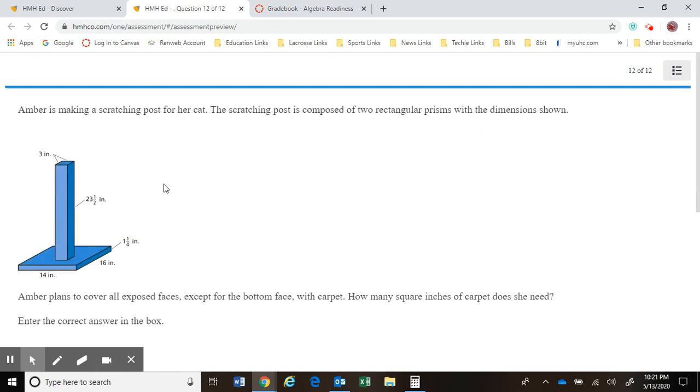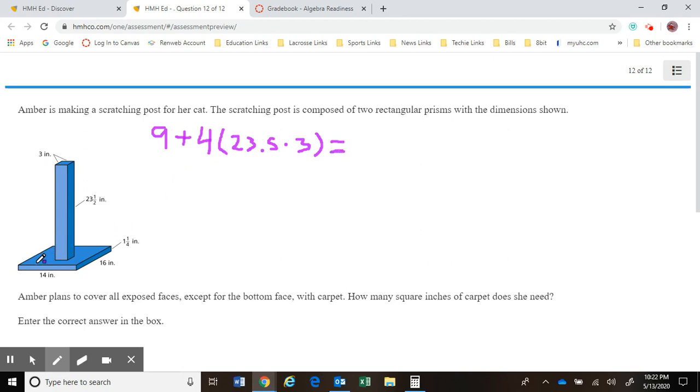All right, question number 12. Okay, Amber's making a scratching post for her cat. The scratching post is composed of 2 rectangular prisms, dimensions shown. So this one's pretty involved. First we're going to deal with the top, and then we'll deal with that bottom part. I know there's a square on top, so that's 3 times 3, which is 9. And then I've got 4 sections, because it's a square, that are 23 and a half, so 23.5 by 3. And I have 4 of those sections, so 4 times whatever 23.5 times 3 is. Now, I'm not carpeting the bottoms of these, and I'm not carpeting the bottom of this, but I'll actually need to subtract it out of this bottom piece. So whatever I get by multiplying these numbers and adding 9 to it is going to give me the answer, and I'll calculate that at the end.